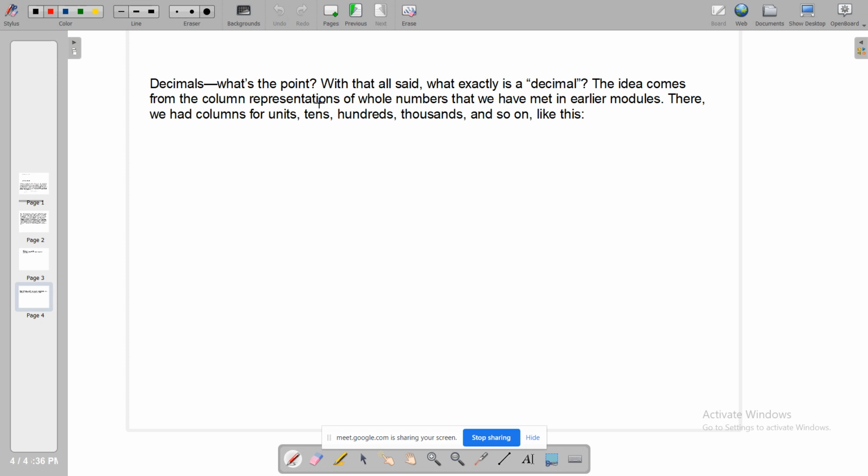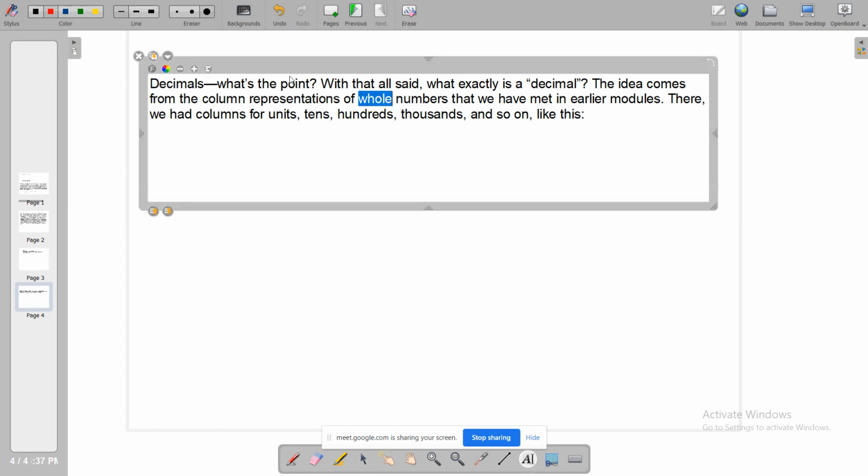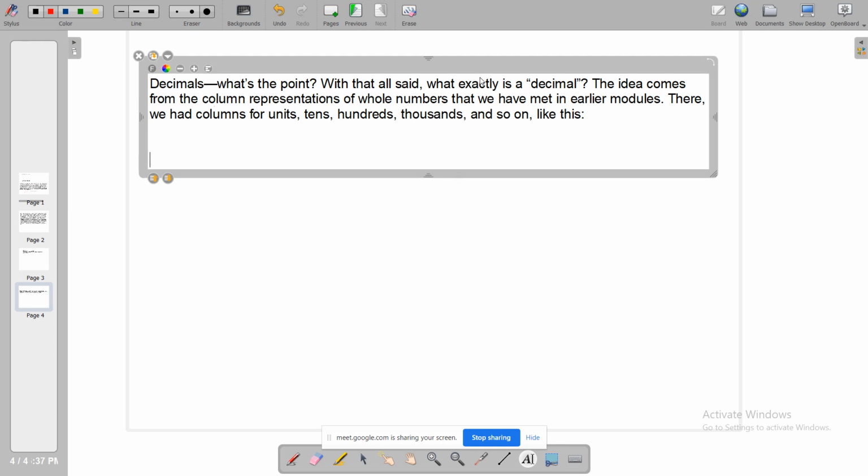The idea comes from the column representation of whole numbers that we have met in the earlier modules that we've done so far. There we had columns for units, tens, hundreds, thousands, and so on. So for instance, let me draw one for you. I just want to use this as an example here.